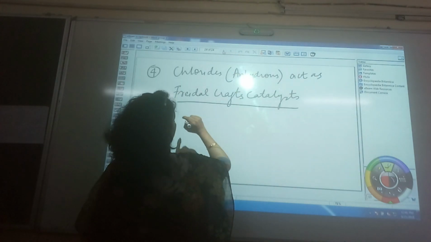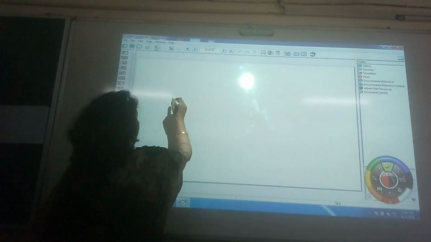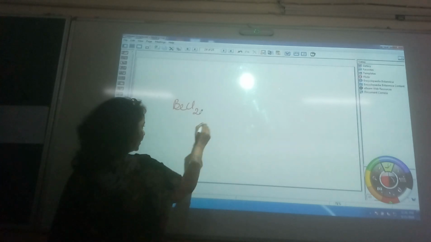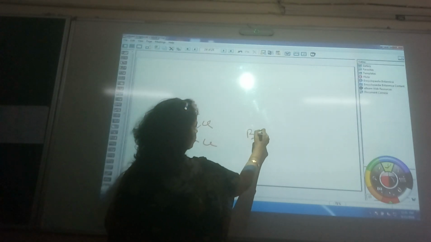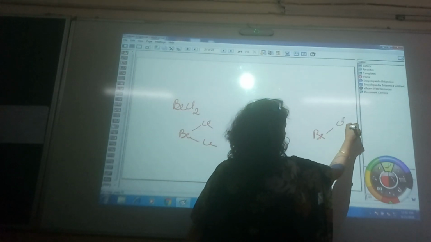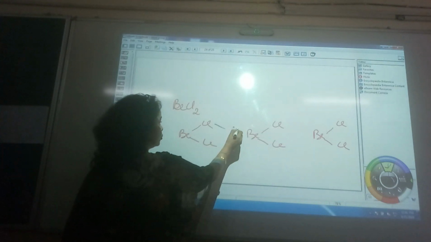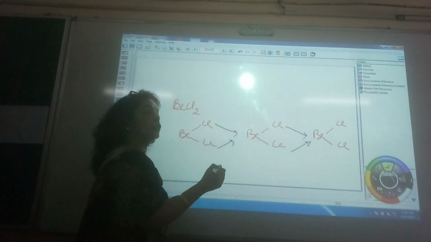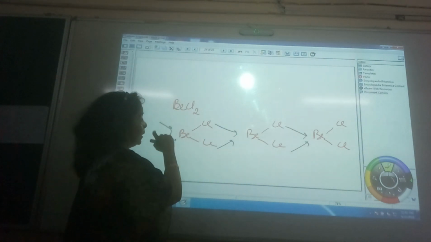What do I mean by that? Chlorides in their solid state are bridged structures is what I mean. Your beryllium chloride, I have already done this twice. In the structure of beryllium chloride in the solid state, each beryllium is surrounded by 2 chlorines, but they are bound to each other via coordinate bonds from chlorine due to the presence of lone pairs on chlorine. Hence you have a polymeric unit.